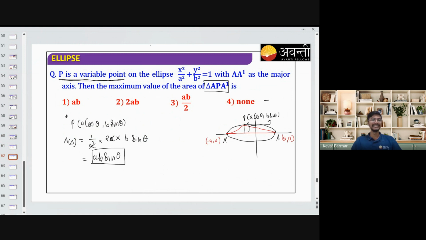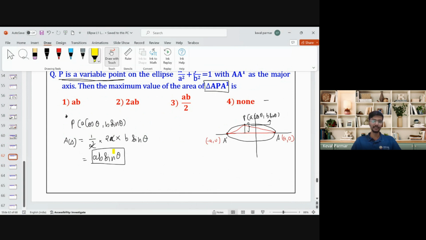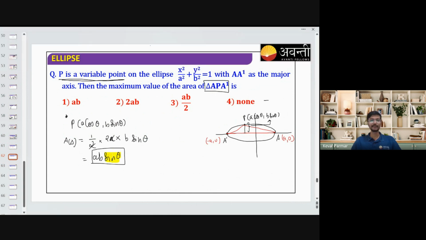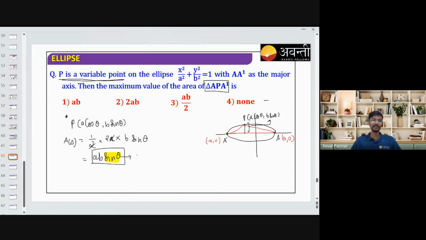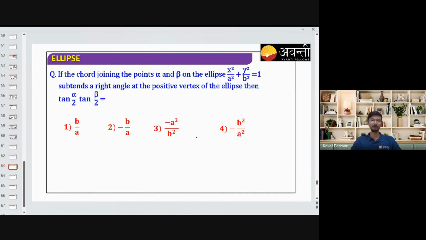Now, we want the area to be maximum. The area will be maximum when sine theta is maximum. Sine theta's maximum value is 1. So the maximum area, that is A max, will be equal to AB. This is my answer, which is option first. Let's move on to the next question.